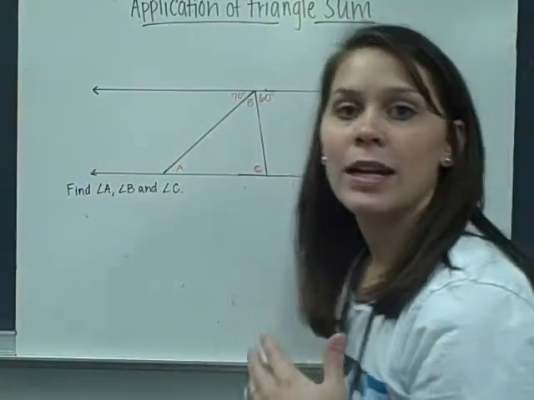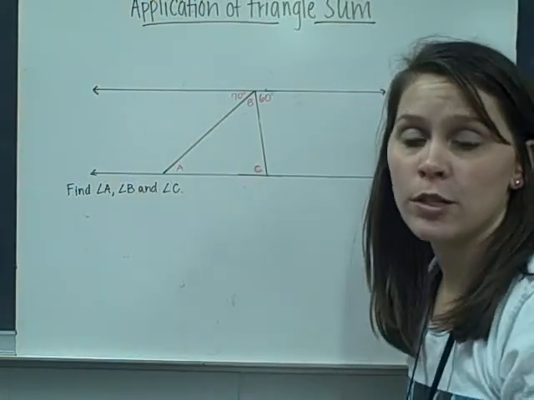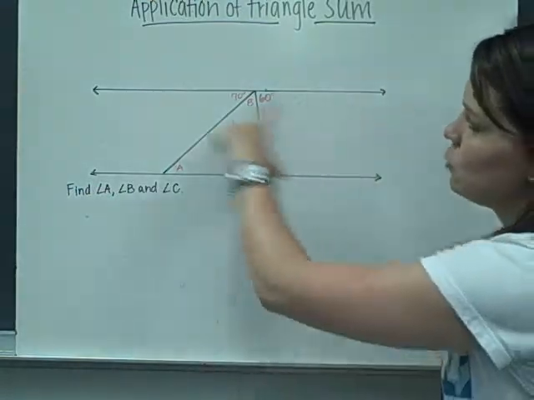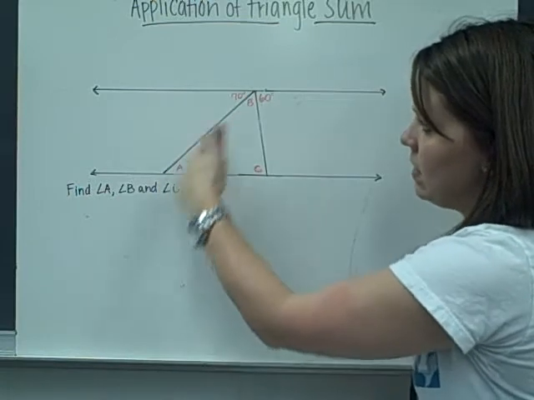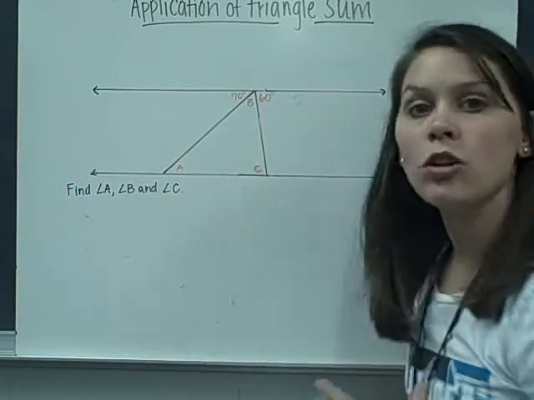So let's look at how we can apply the triangle sum theorem to our parallel lines cut by a transversal that we have already talked about. So here we have two parallel lines and we have two transversal lines. We have AB and then BC. So these lines end up making a triangle.